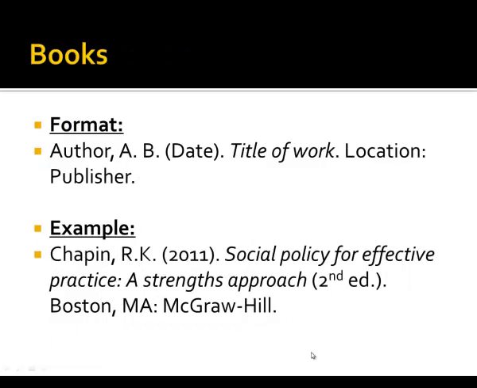Now, the second category of resource that should be represented in the reference list include books. The format for books is very similar to what we find for journal articles. However, what you'll notice is that the title of the work itself comes in italics, and we also provide the location in which this information had been published. So once again, we see an example taken from a social policy textbook that's often used in social work courses.